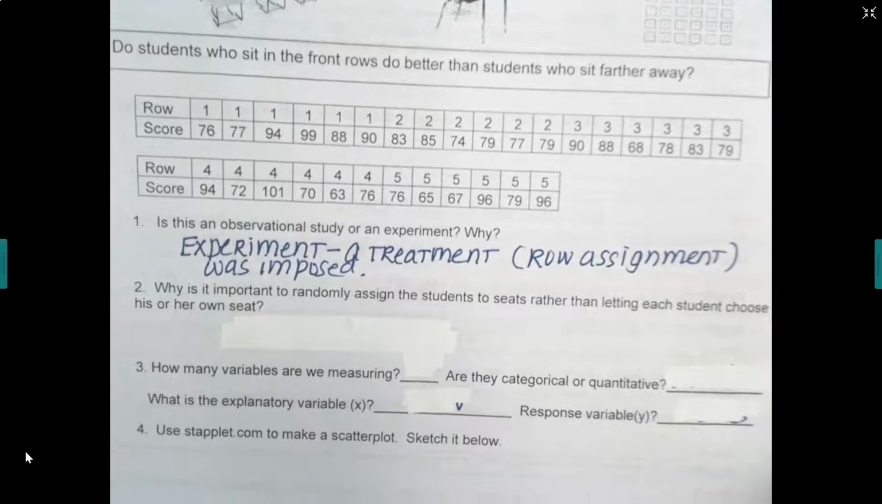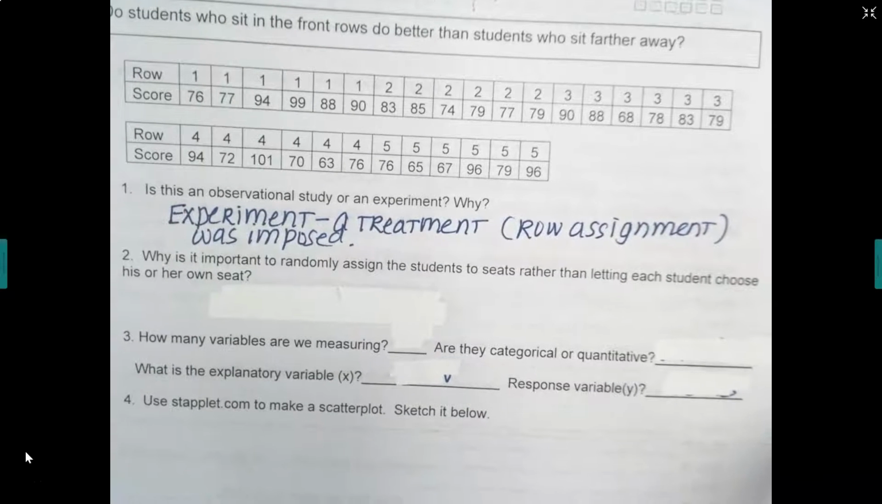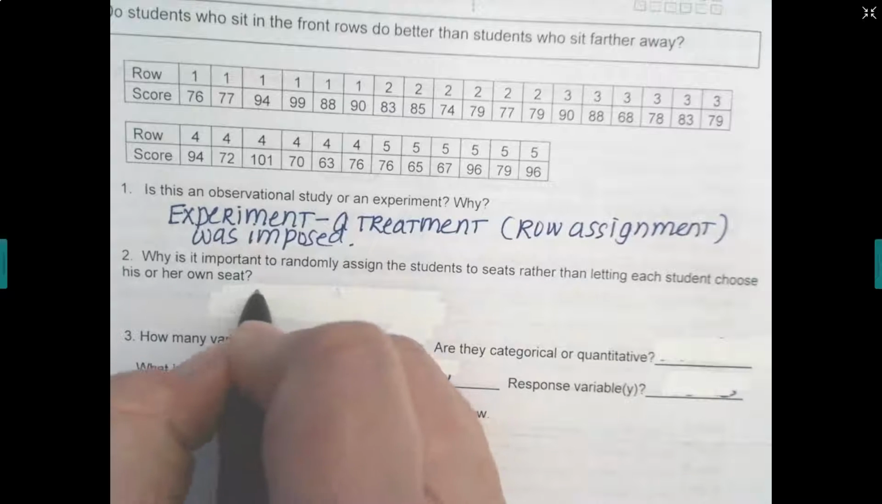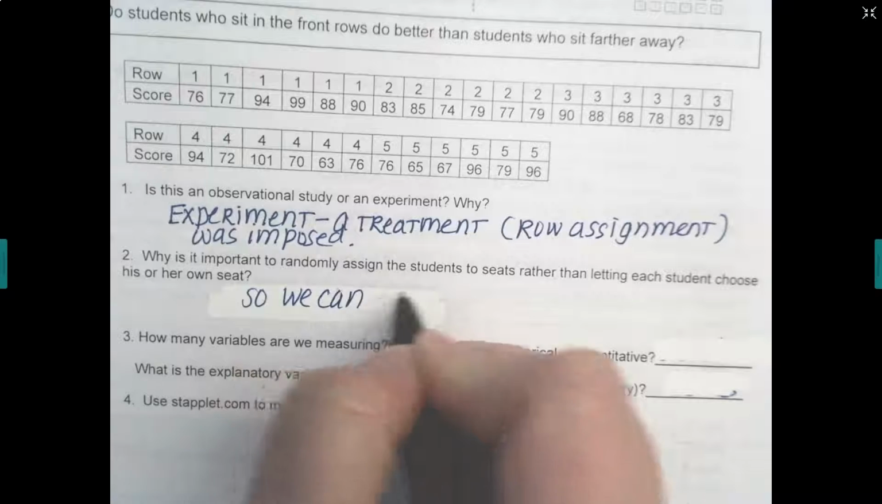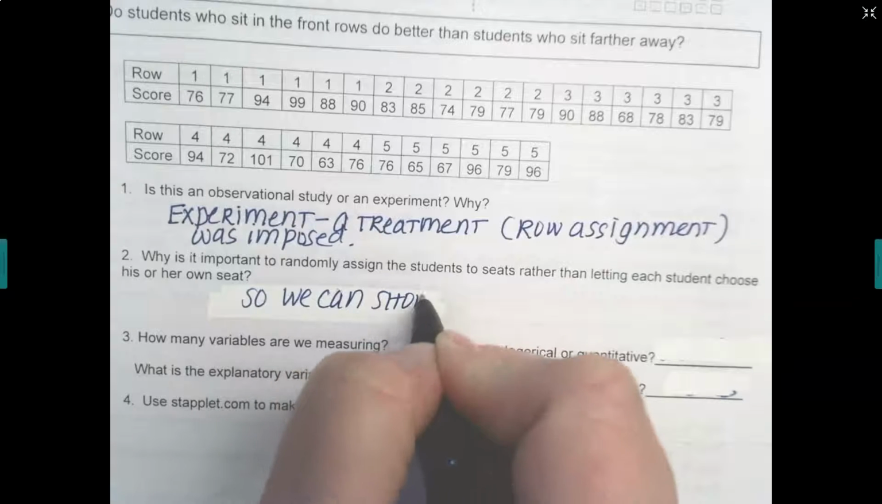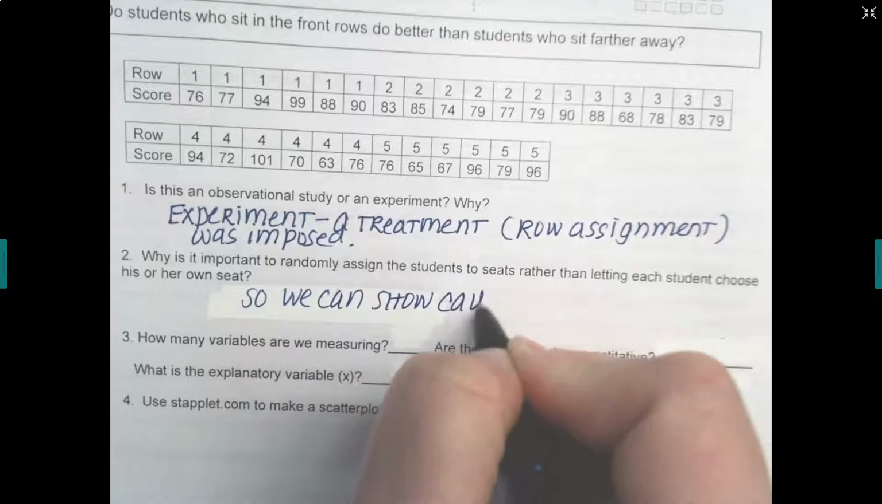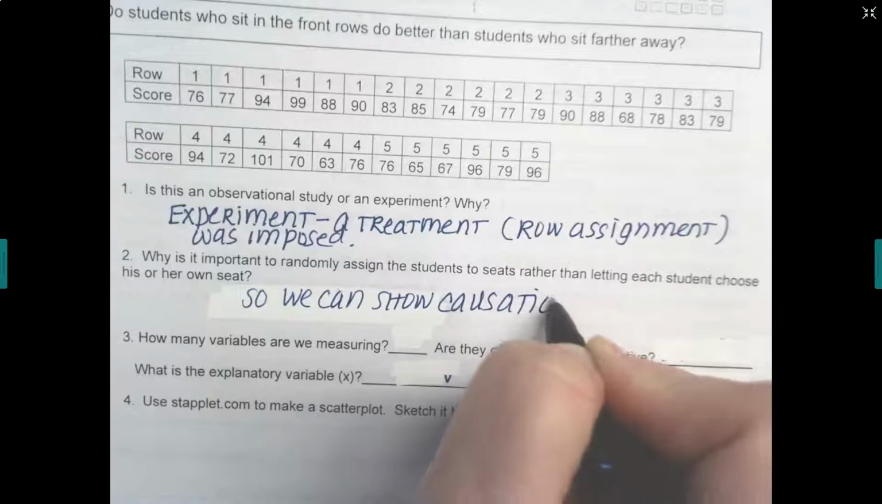So why is it important for us to randomly assign the students to seats rather than just letting people pick wherever they want to sit? Because I'm wondering, does seat location matter? We want to have a random assignment so we can show causation.